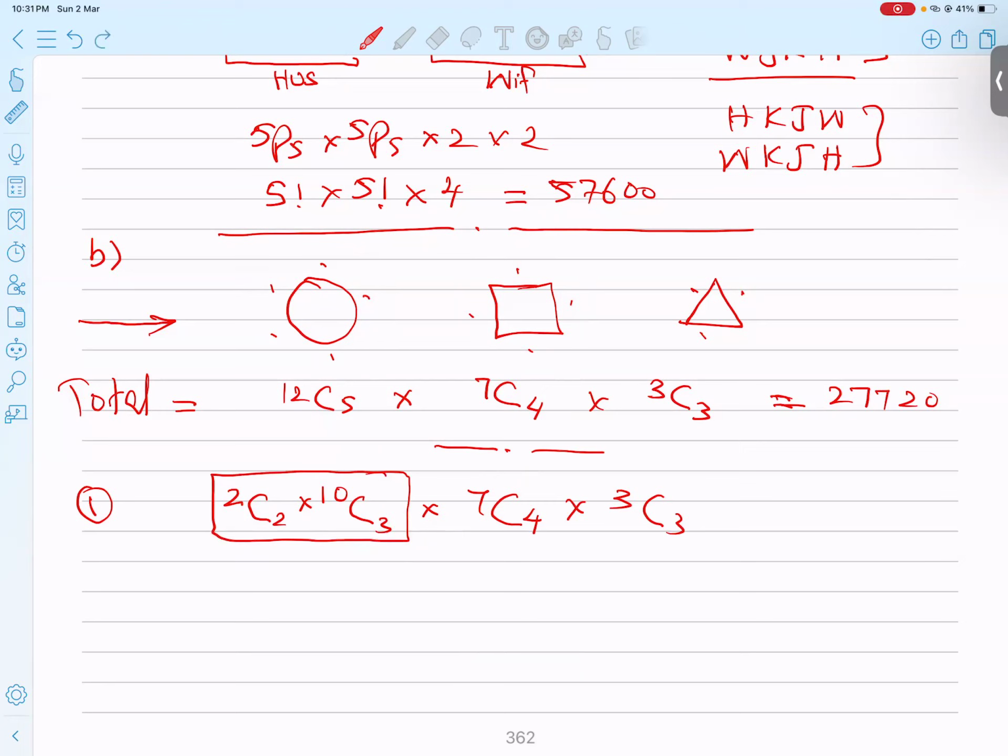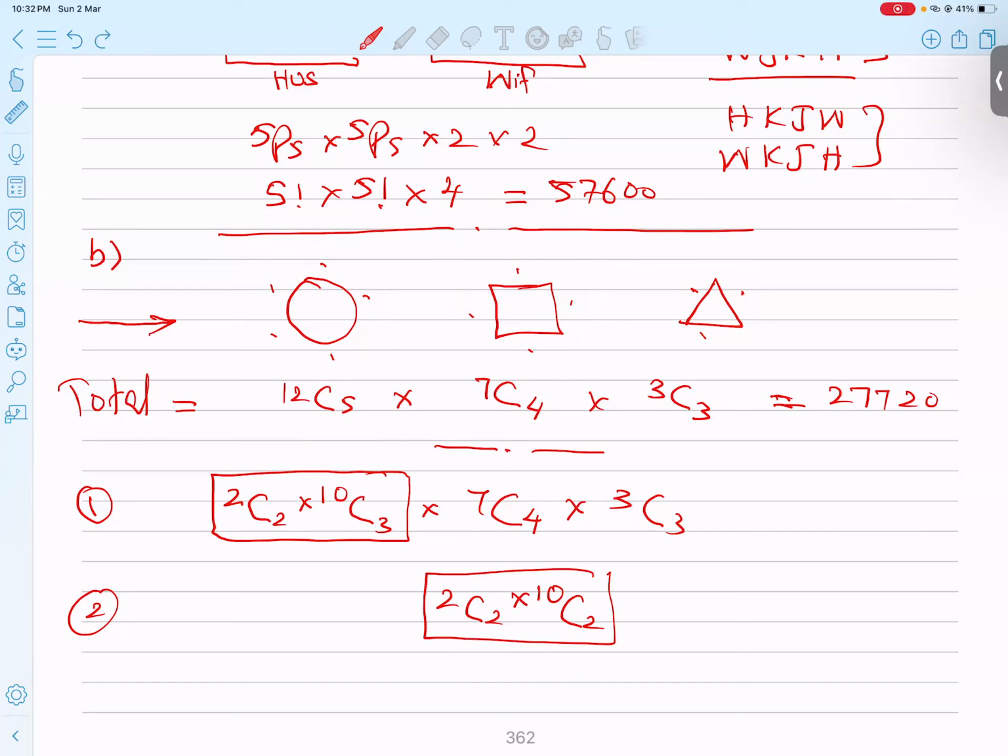Now let's talk about option number 2, if the husband and wife sit here, for example. So I'm writing in the middle 2C2, husband and wife come here. So 2 places are left for this table. And how many people out of 12? 2 gone and 10 left. So 10C2. I think you people understand how I put a box so you can understand this table.